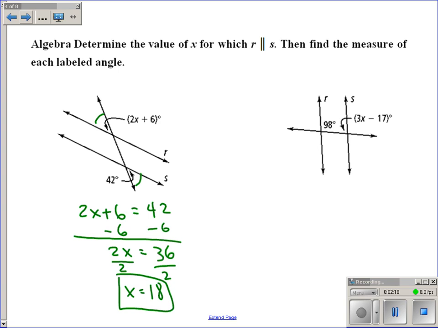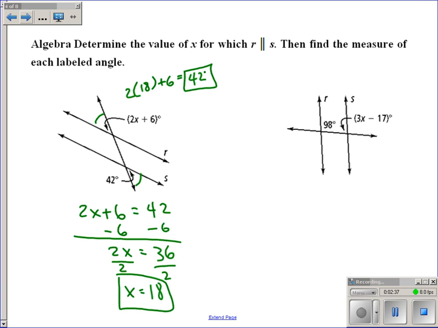Now the question asks to then find the measure of each labeled angle. Well, this angle is still 42, and this angle up here would be 2 times 18 plus 6, which would also be equal to 42.